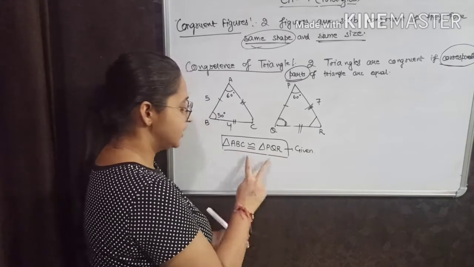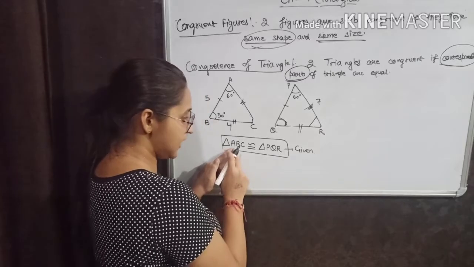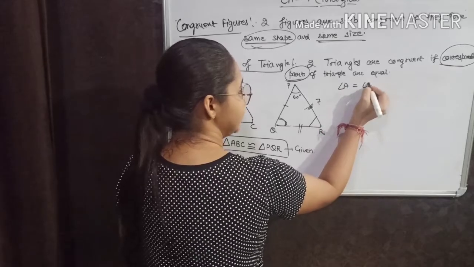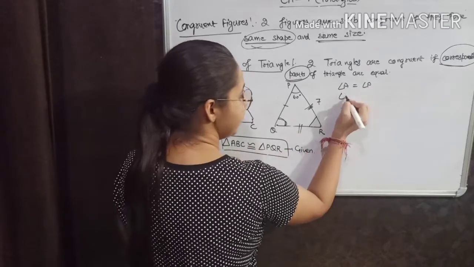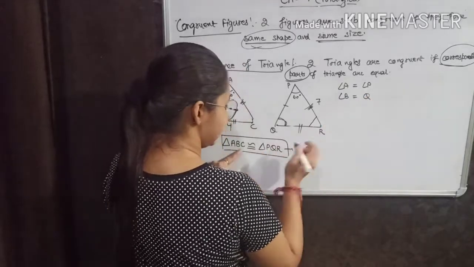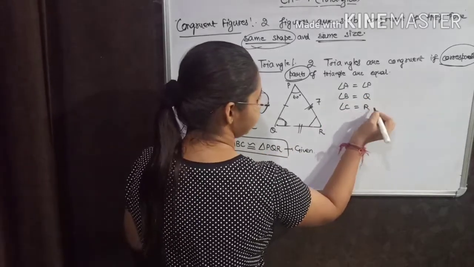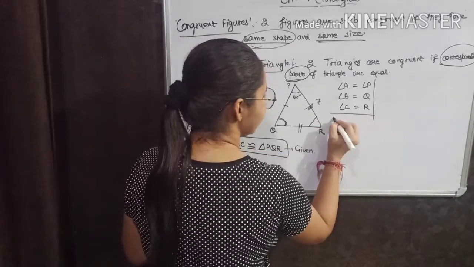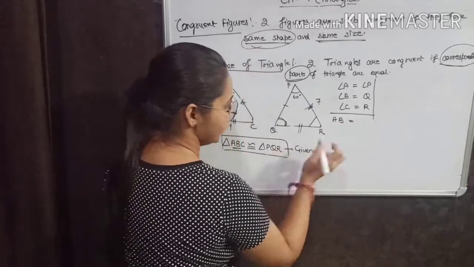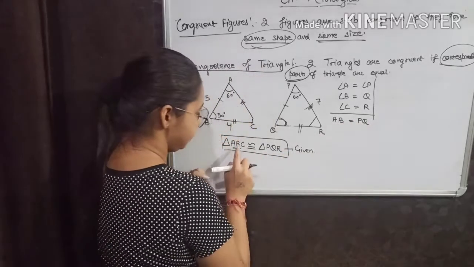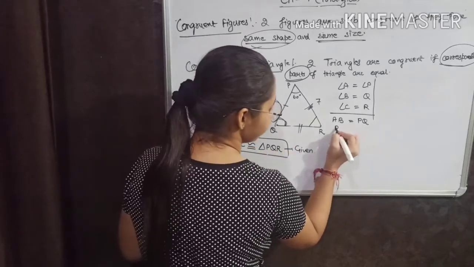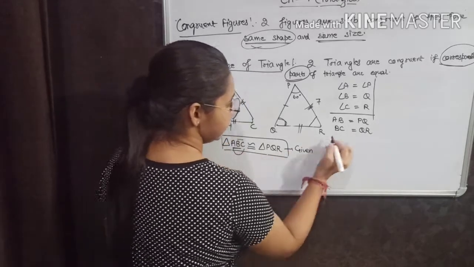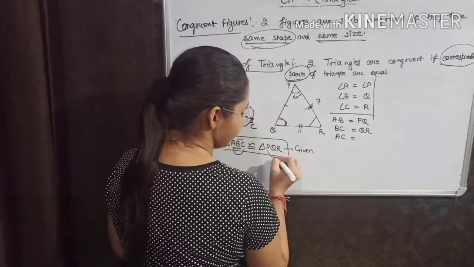First of all, see that these two triangles are congruent. It means angle A will be equal to angle P. I can write angle A is equal to angle P, angle B is equal to angle Q, similarly angle C is equal to angle R. Now come to the sides. AB will be equal to PQ. Second is BC. BC will be equal to QR. And third, AC is equal to PR.